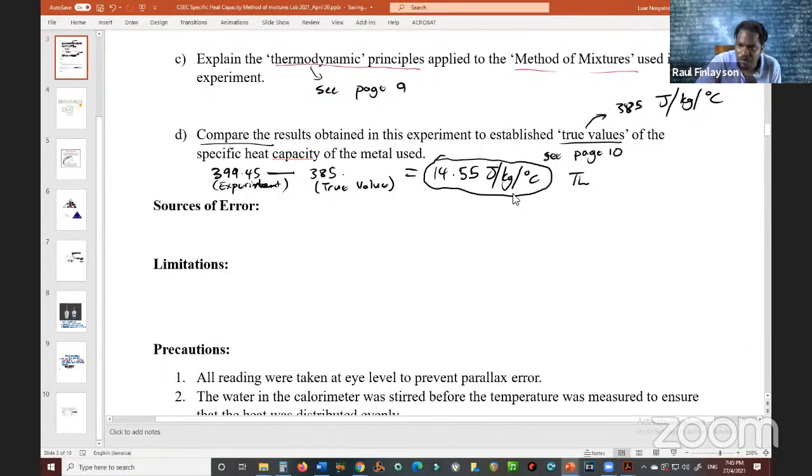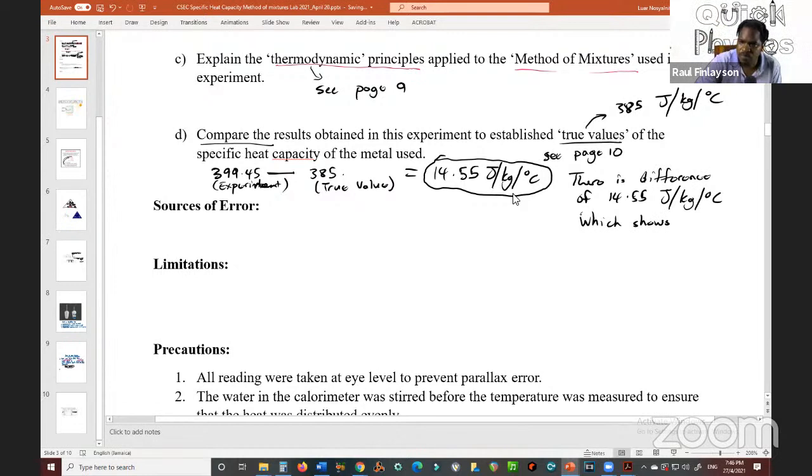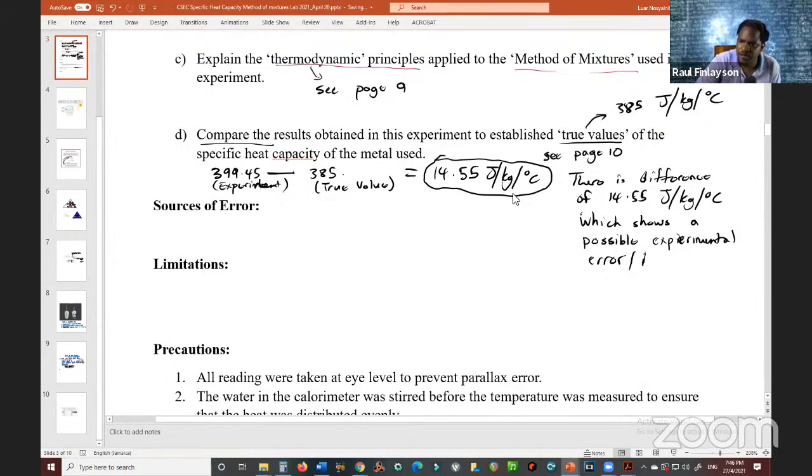I'm going to say there is a difference of 14.55, which is a possible experimental error or limitation. All right, that's it. Now, source of error.